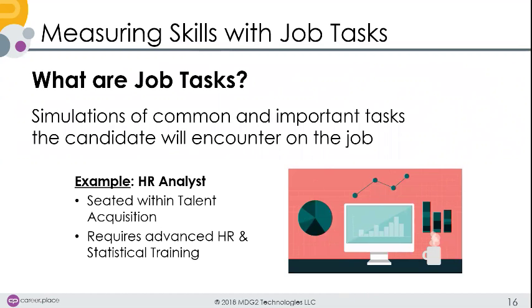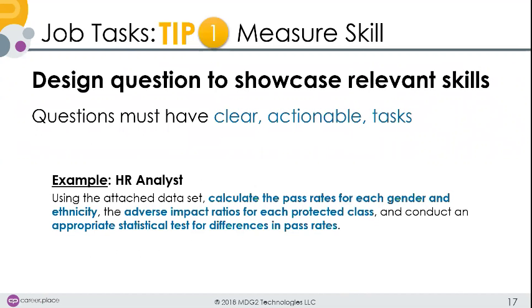So imagine that you're hiring for an HR analyst role. This is a role that's going to be seated within talent acquisition. It's a bit more of an advanced position requiring some advanced HR and statistical training. So what we want to do is design the question to showcase those relevant skills. And you've got to have clear actual tasks in that question. For example, using the attached data set, calculate the pass rates for each gender and ethnicity, the adverse impact ratios for each protected class, and conduct an appropriate statistical test for differences in pass rate.